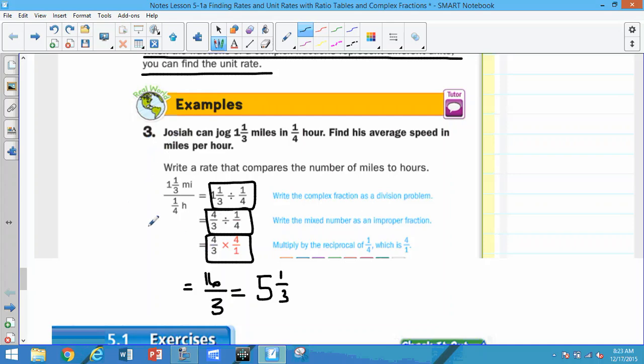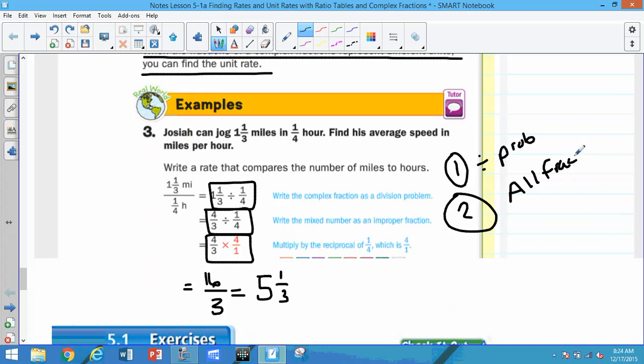So this is probably the most complex of the complex fractions that you're going to have, because first you're going to have to make it a division problem, right? And then second, you're going to have to make them all fractions, meaning no mixed numbers. Okay, and then third, you're going to have to turn it into a multiplication problem. And then fourth, you have to solve it. So this is probably the most complex of the complex fractions.